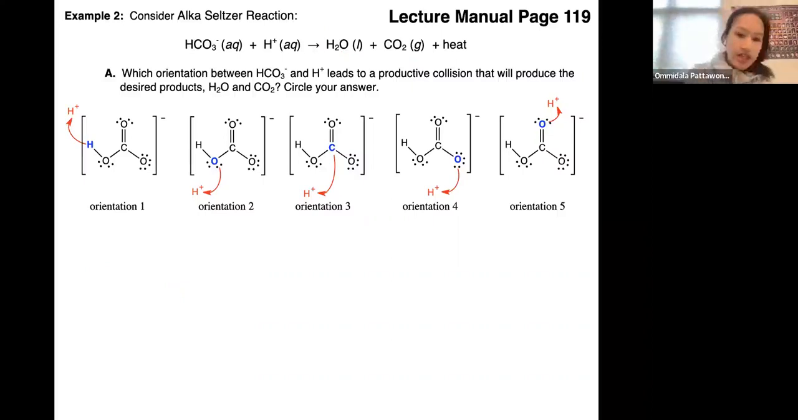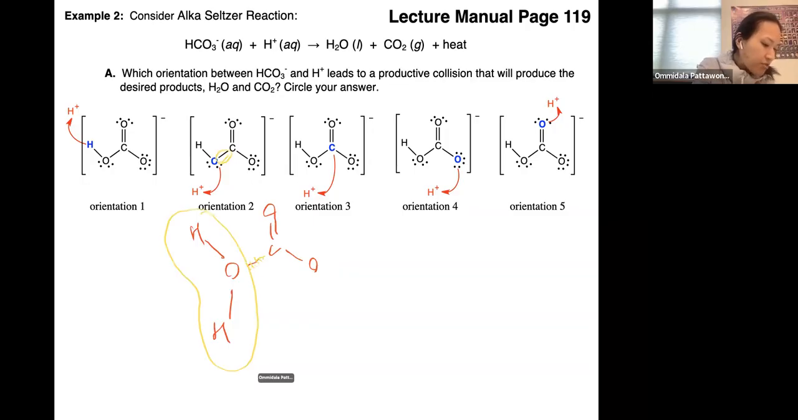Now let's take a look at orientation two. As these two collide, eventually it's going to make that, right? That kind of looks like water. So the bond between oxygen and carbon is probably going to break, and eventually you are going to see that's a molecule of water, and that's a molecule of carbon dioxide.